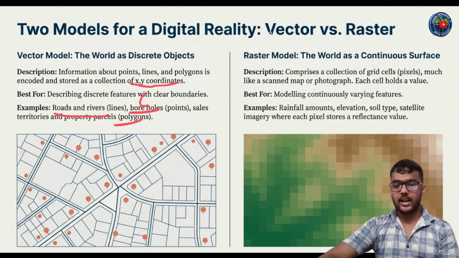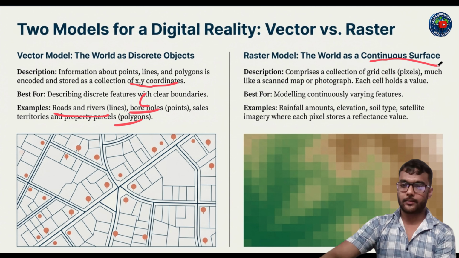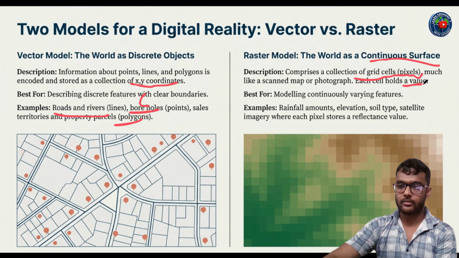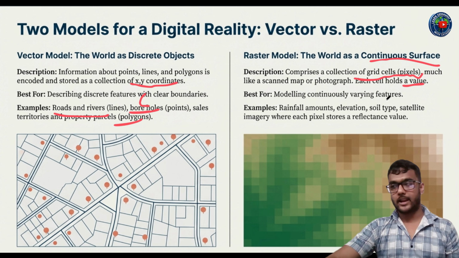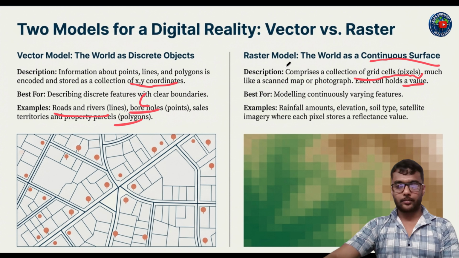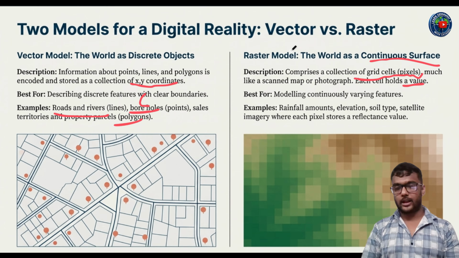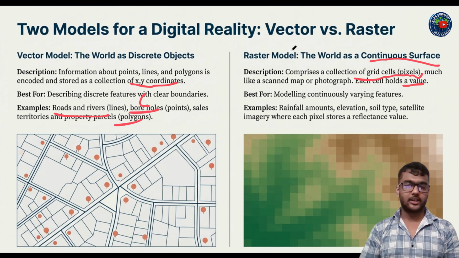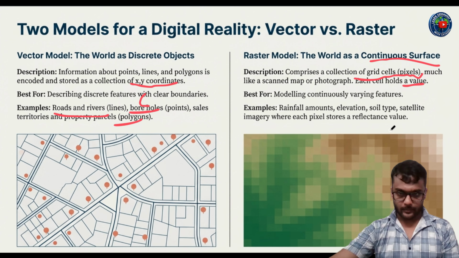And on the other hand, raster model: the world is a continuous surface. The description comprises a collection of grid cells. These grid cells we call pixels, like a scanned map or photograph. Each cell holds a unique value. It is best for modeling continuously varying features. Some examples of raster mapping are rainfall amounts, elevation, soil type, and satellite imagery, where each pixel stores a reflectance value. Reflectance value means the gray level of each pixel.